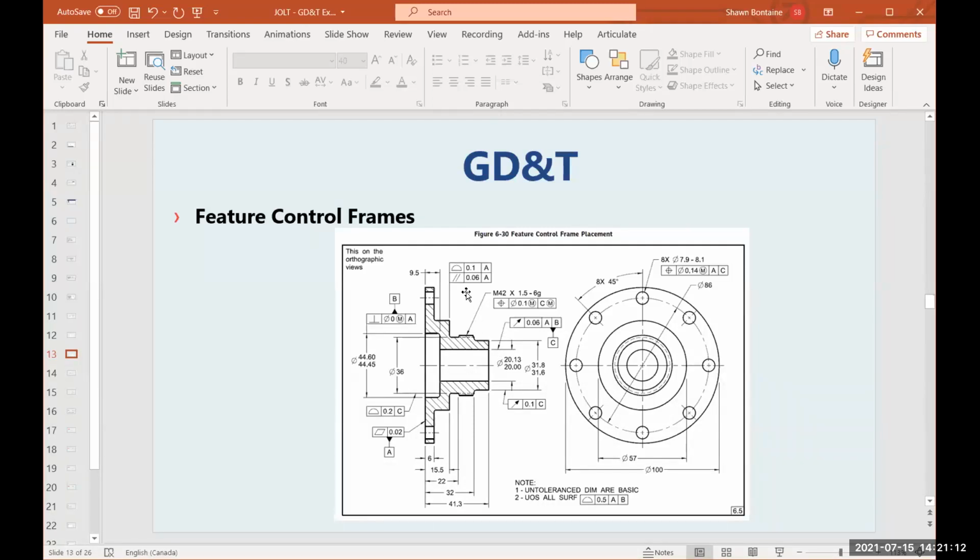The third method of applying a feature control frame is to take a surface where it appears as a line and bring an extension line up and attach it right to the physical surface. So here we're applying these callouts to this physical surface by means of an extension of the surface.